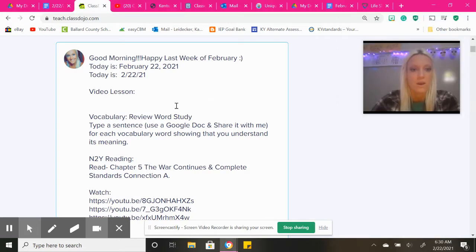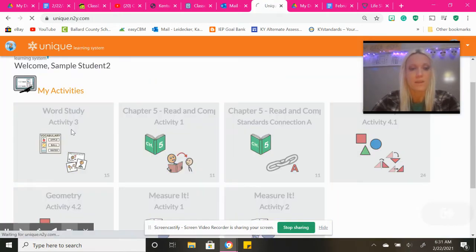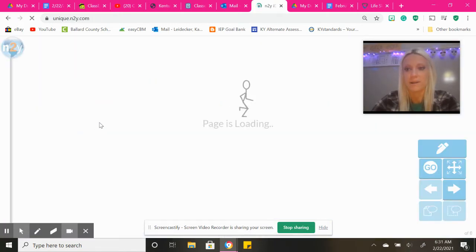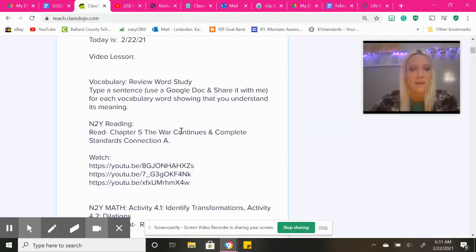So we will start with vocabulary. On N2Y, I would click on your word study box and today you will be reviewing these words. And I have written here on Dojo, type a sentence using a Google Doc and share it with me for each vocabulary word showing that you understand its meaning.